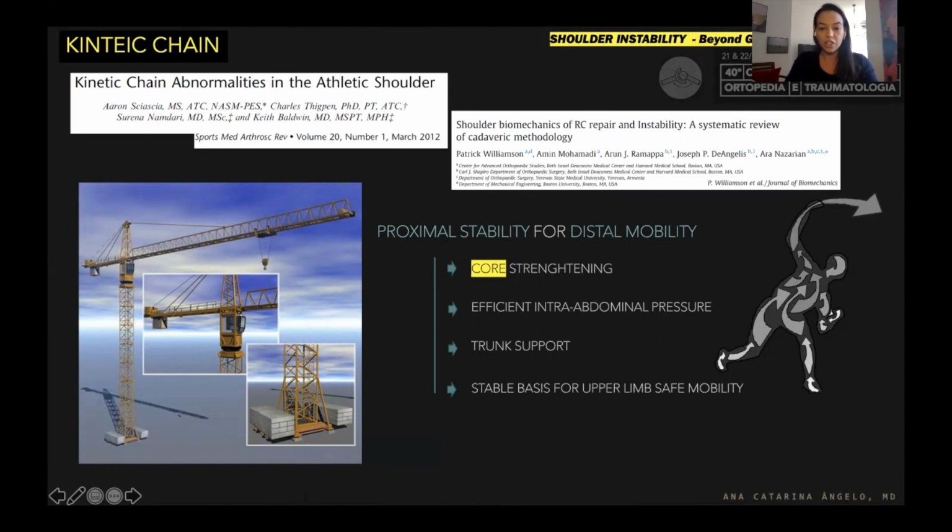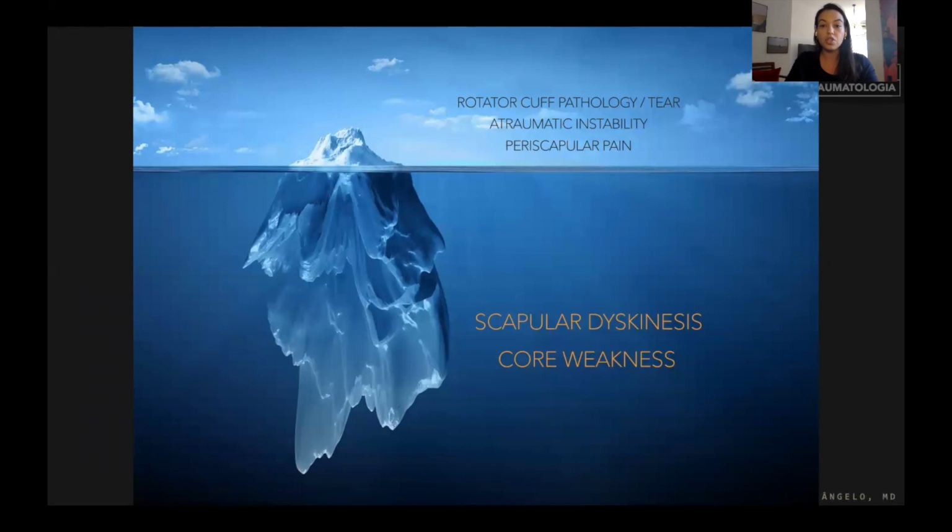So we need to have a core that is able to generate an efficient intra-abdominal pressure that can support mobility without lesion. So basically my final message to you is that when we approach a shoulder patient, we're always looking at the glenohumeral joint and the rotator cuff degenerative pathology. We clinically examine the glenohumeral joint. We do imaging on the glenohumeral joint, ultrasound, MRI, but we have to take a little dive and look for scapular dyskinesis and core weakness, because the great majority of shoulder problems, mostly atraumatic instability or degenerative rotator cuff problems, can be solved with good rehabilitation.